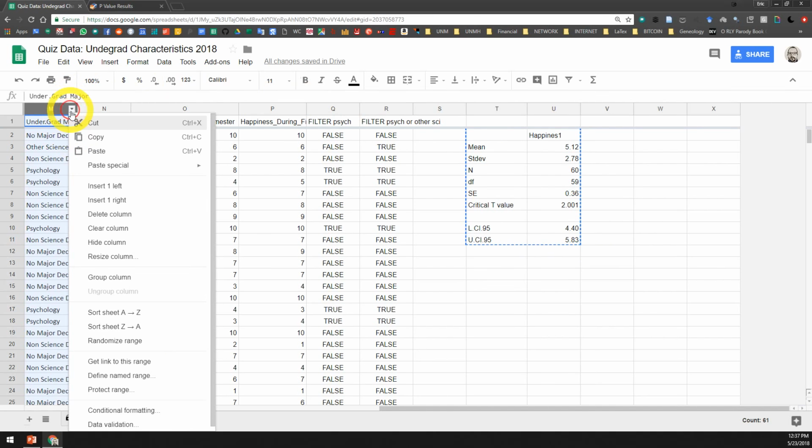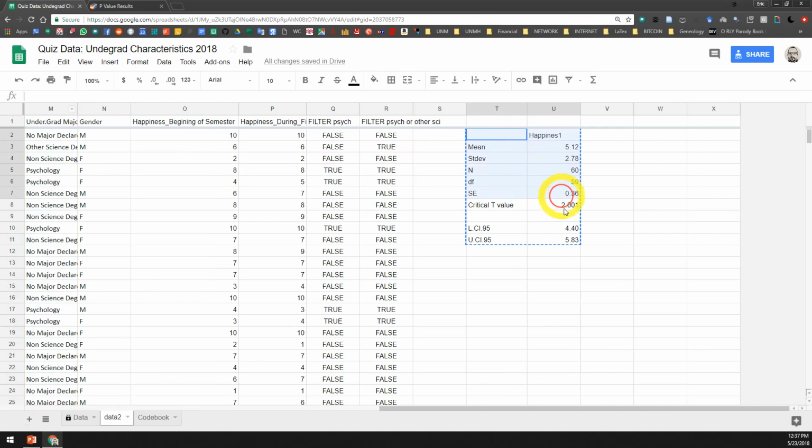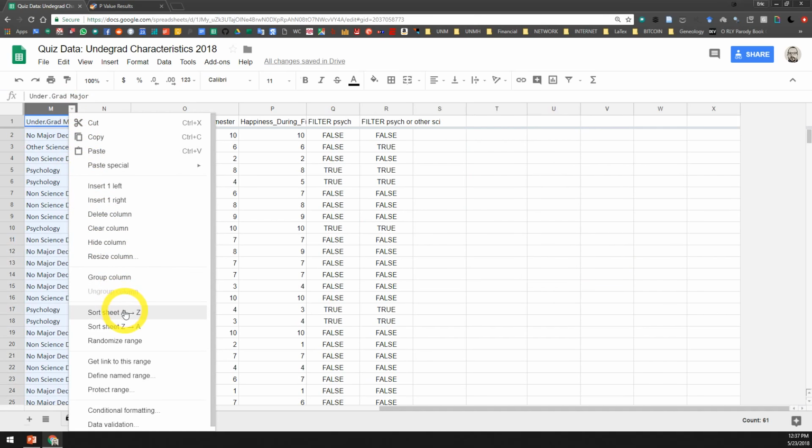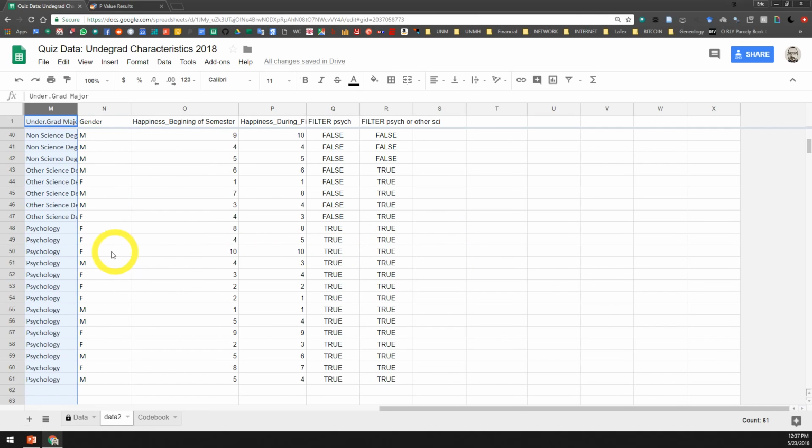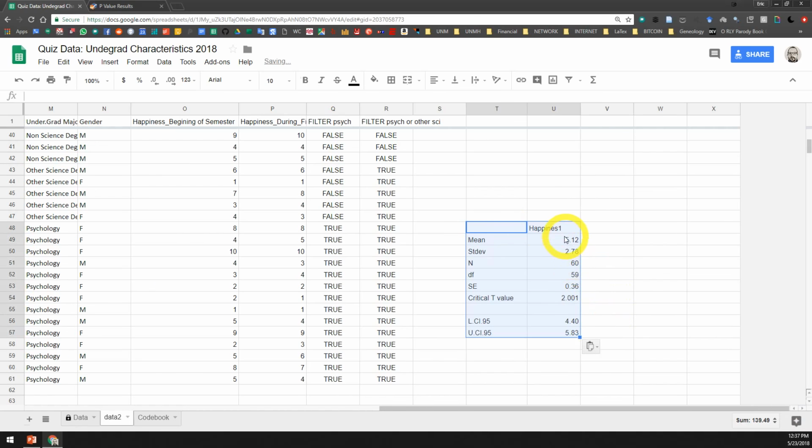And now we're going to sort. Now we've copied it, we'll delete it. We'll sort A to Z. So now everything's right next to each other. We can see the psychologies are all right next to each other. We're going to go to this cell right here, and we're going to paste it.